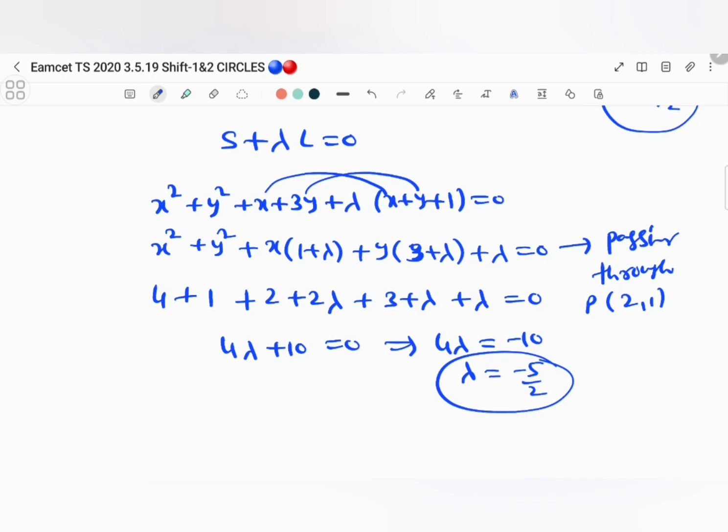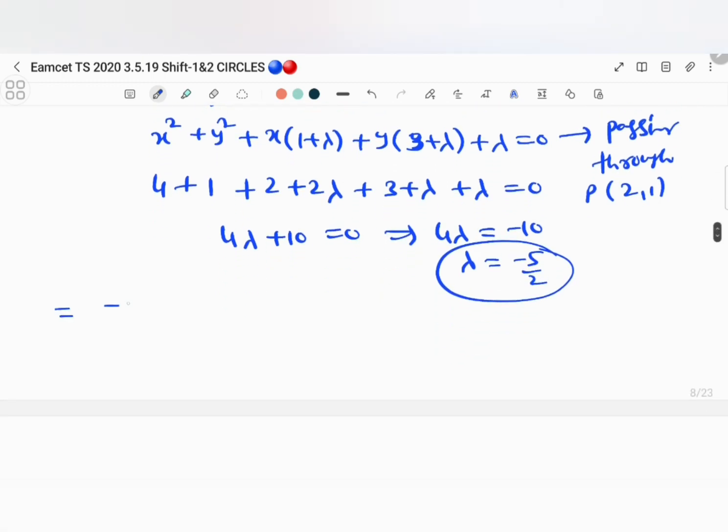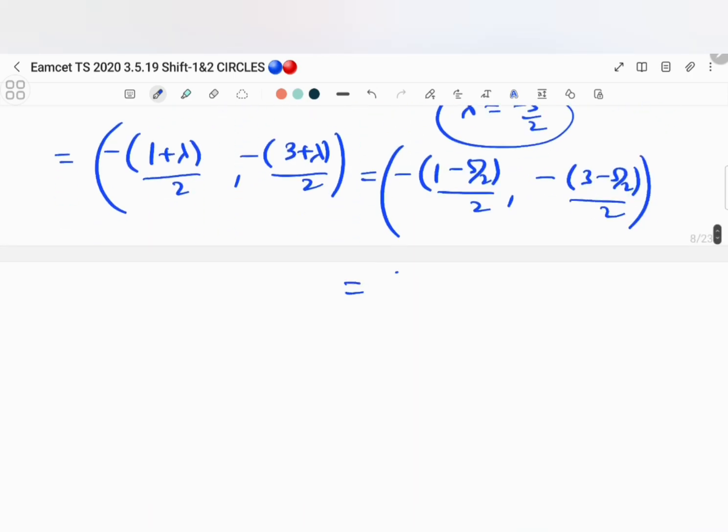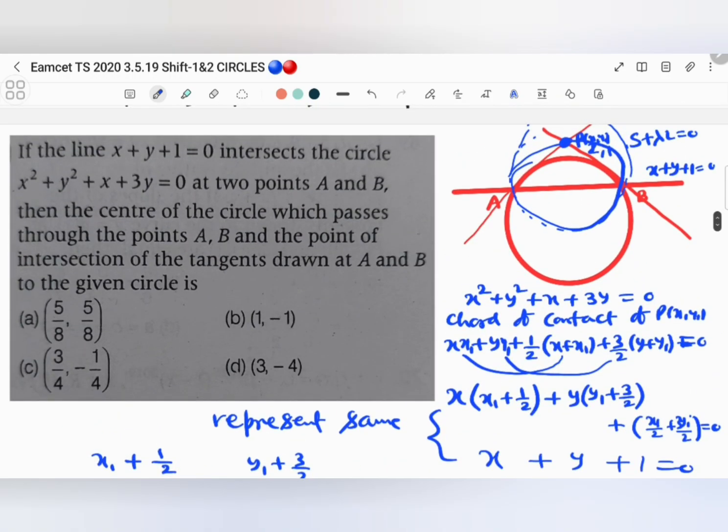This you can substitute in the center of the circle. Now center, minus 1 plus lambda by 2, minus 3 plus lambda by 2, minus. Lambda value minus 5 by 2: 1 minus 5 by 2 by 2, minus 3 minus 5 by 2 by 2. You will get 2 minus 5, minus 3. Minus 3 by 2 by 2 means minus also there. So 3 by 4. 2, 3 is 6, 6 minus 5 by 2, 1 by 2, minus 1 by 4. So 3 by 4 minus 1 by 4, which is there in the third option, dear students.